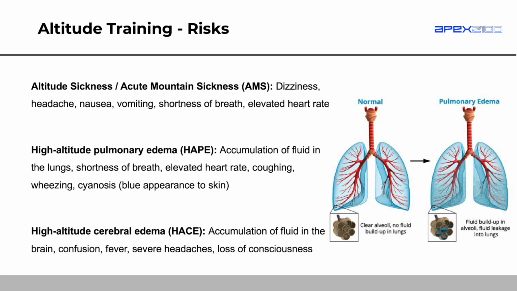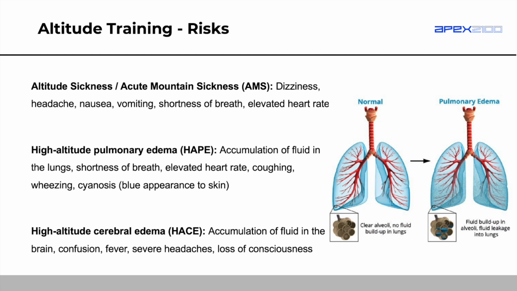The risks of altitude training now, this is when we get quite high up in the mountains. But firstly, in terms of risks, we have altitude sickness, which is also called acute mountain sickness, which is dizziness, headache, nausea, vomiting, shortness of breath, and elevated heart rate. When we get quite high up, we can be at risk of high altitude pulmonary edema.